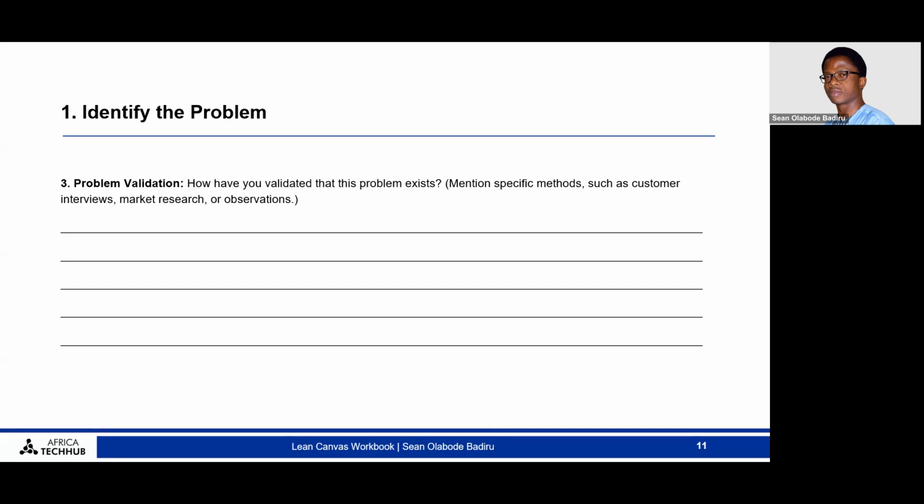Don't just feel you will put buttons at the center because that's what you are comfortable with. That's where everybody will be comfortable with. So we need to validate that this problem we have written, this pain point, actually exists. And how do you do this? Maybe through interviews, market research, observations. So if you are going to present this to me in my organization, you are going to write there what you did that validated that this problem exists.